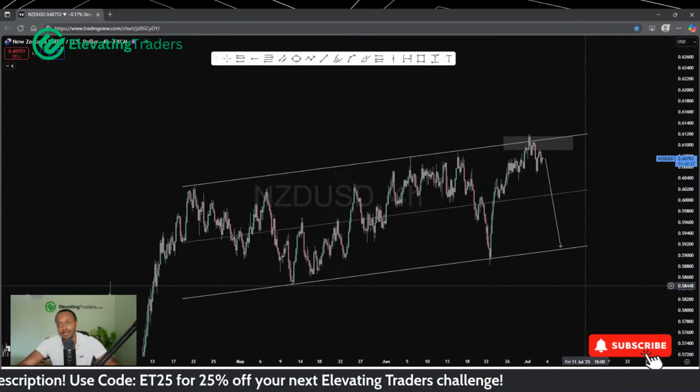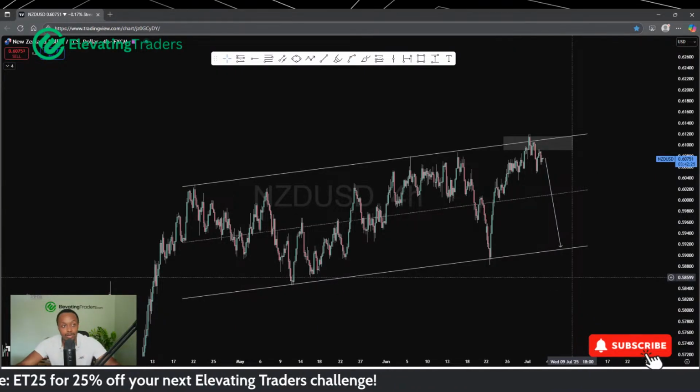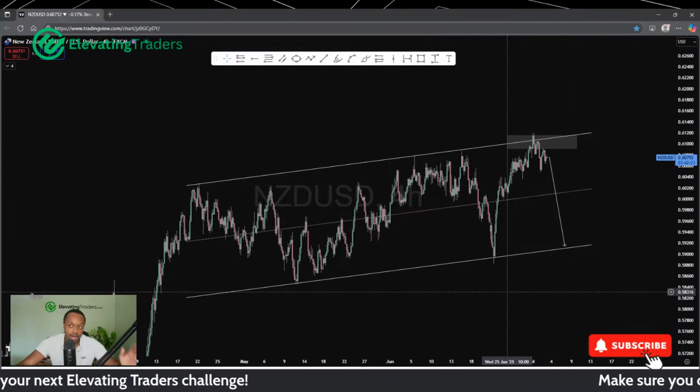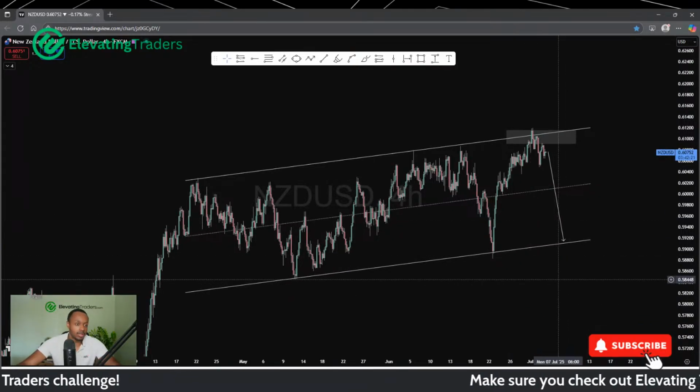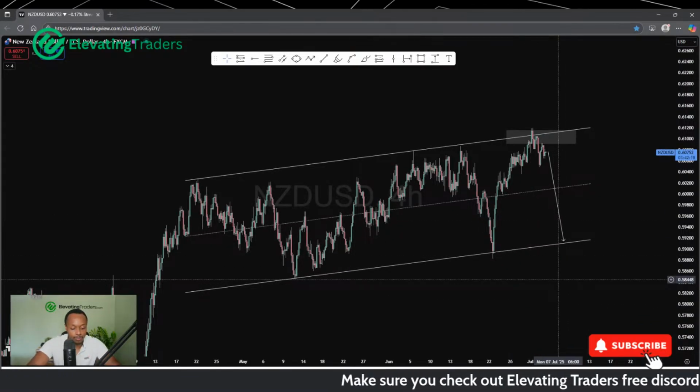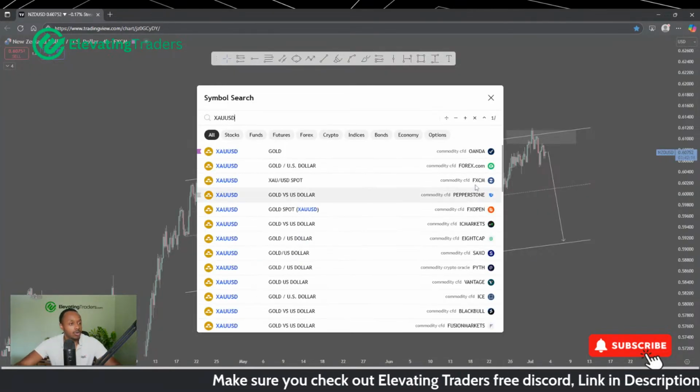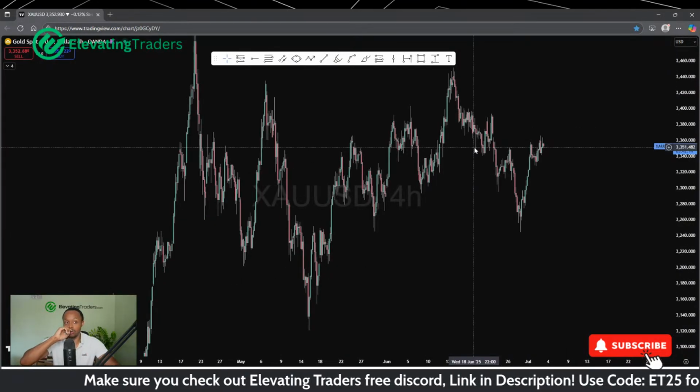Very similar to the idea we have with Aussie dollar, and of course they're very similar pairs. So we'll see if they can respect the highs of their channels and see if we can get that swing lower. In terms of gold, so yeah, gold, I'm looking for short still.